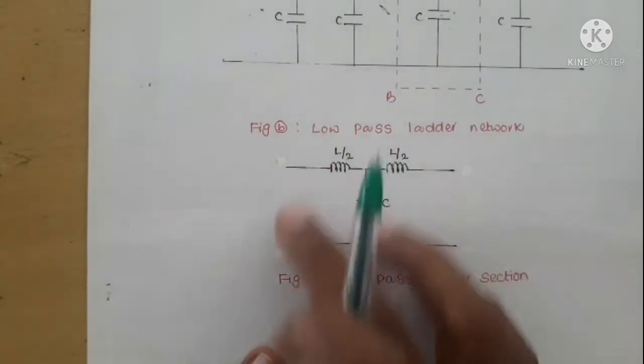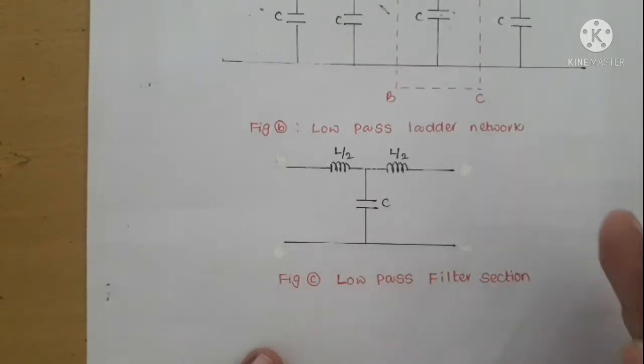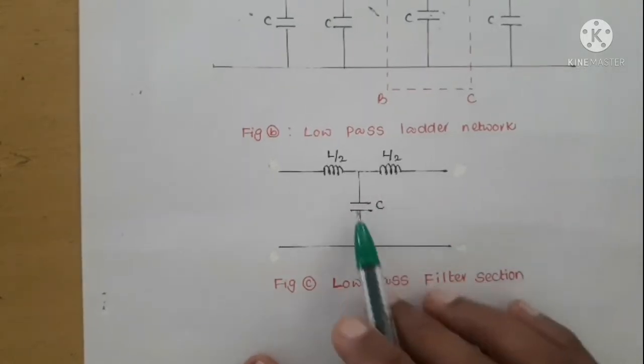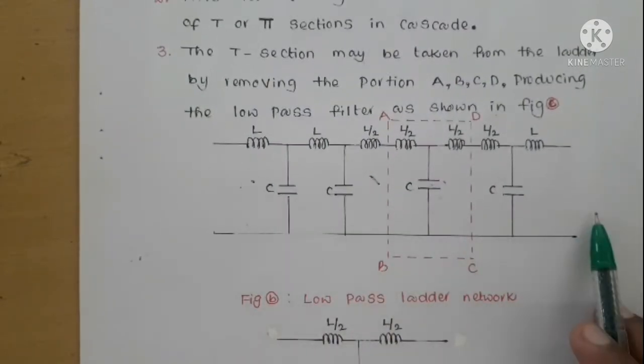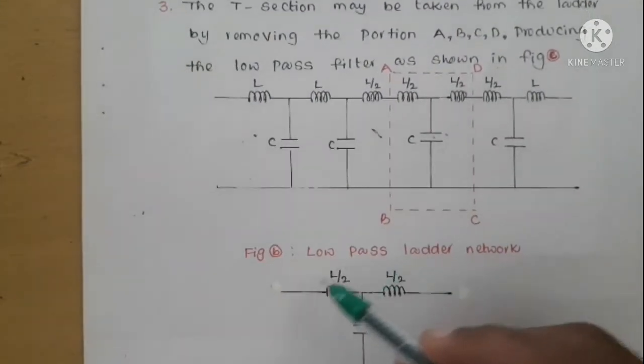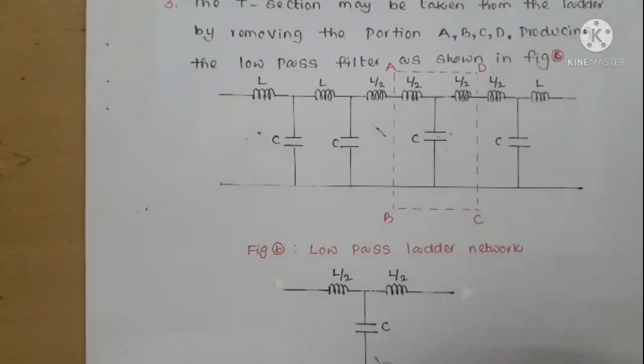So if you connect this type of T sections in cascade, that is called a low pass ladder network. This is a low pass ladder network. So one T section is this low pass filter section, one T section.